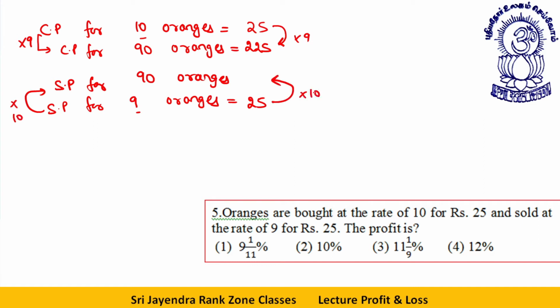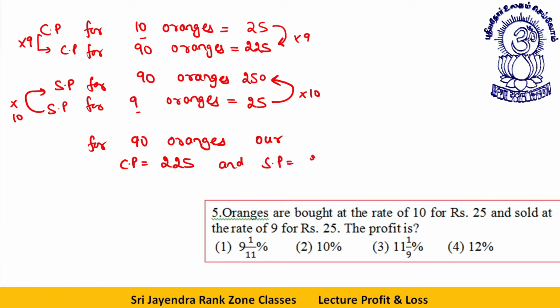You multiply this by 10, you get 250. From here, what can I conclude, my dear students? I can conclude that for 90 oranges, our CP is equal to 225 and SP is equal to 250.